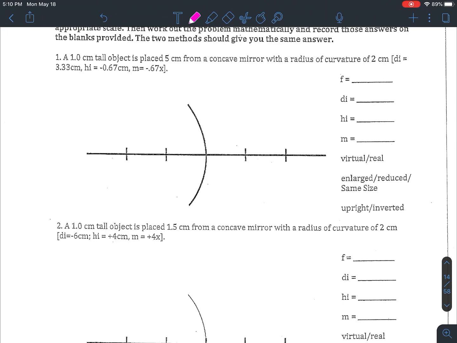We need to make one correction, though. Just with the answer key here, there's some inconsistency. So instead of changing the answer key, we're going to change this. This was not actually the center of curvature of 2 centimeters. It was the focal length.